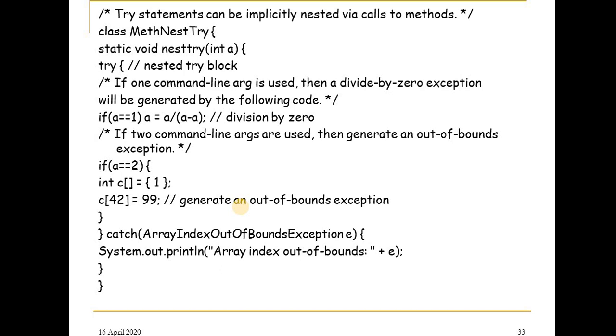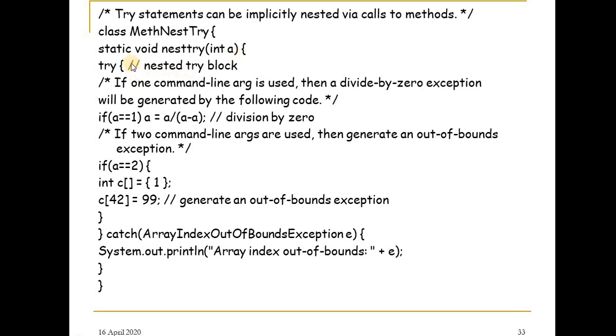So we have seen the example of how to nest the try blocks. Next, let us see this example where try statements can be implicitly nested through calls to methods. See this example over here. We have a class MethNestedTry. We have a method static void nestedTry. It takes an integer parameter a.